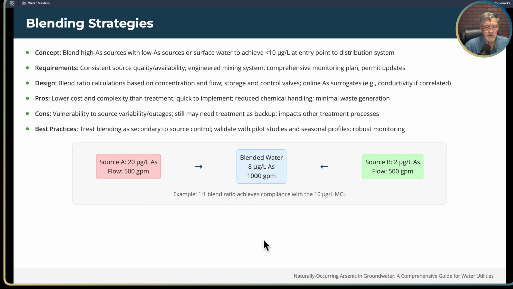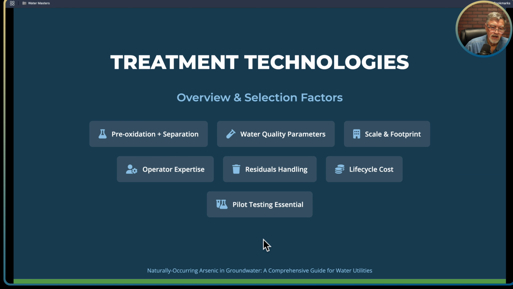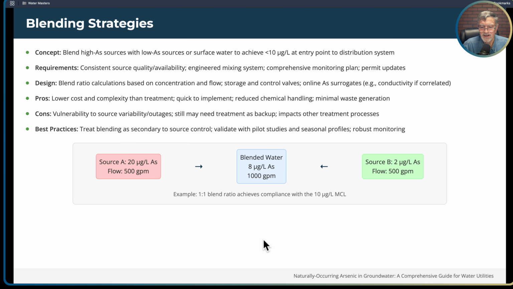And here we've got an example. We have source A well over the MCL at 20 parts per billion with a flow of 500 gallons per minute. You're blending it with water that is at 8 at 1,000 gallons per minute. And so you can actually get that down. And I don't, oh, I see. I'm sorry, I got this wrong here.